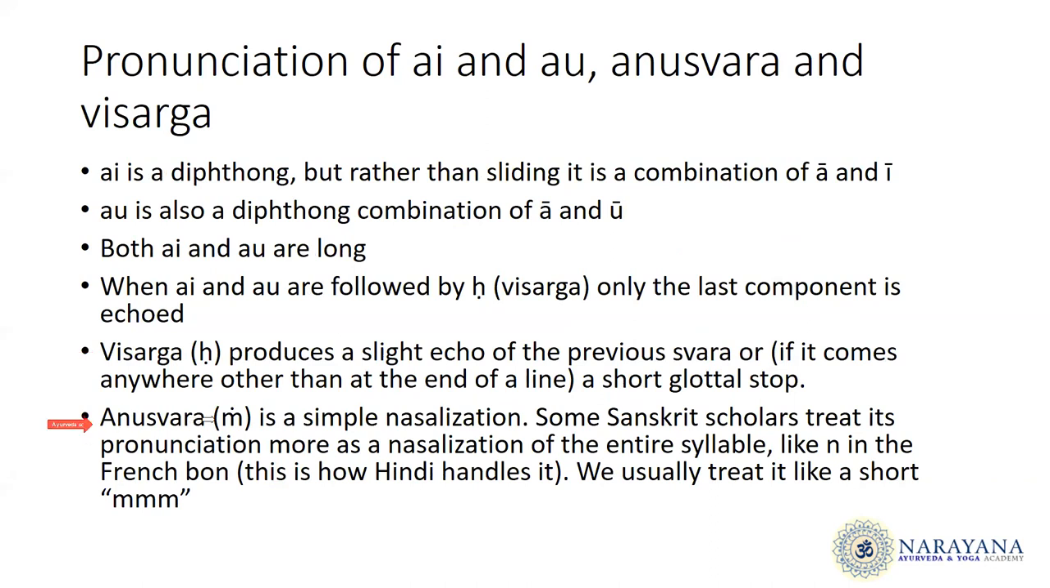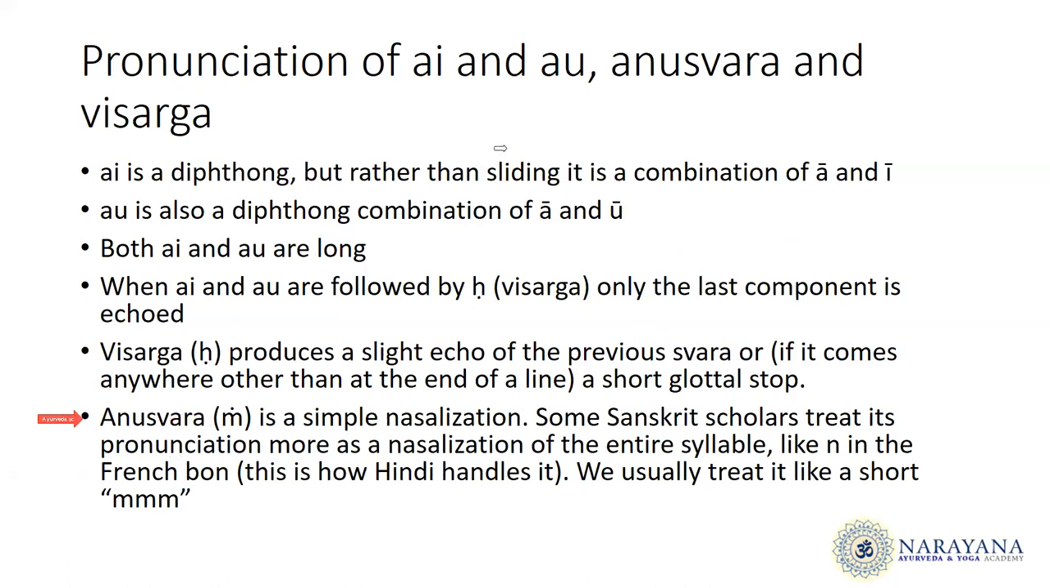Anuswar is the M with a dot over it, and it's a simple nasalization. Now there are some Sanskrit scholars that will treat its pronunciation more as a nasalization of the entire syllable, like the N in the French bon. And this is how Hindi handles it. In Hindi, when you have the anuswar that comes after a syllable, it nasalizes the whole syllable.